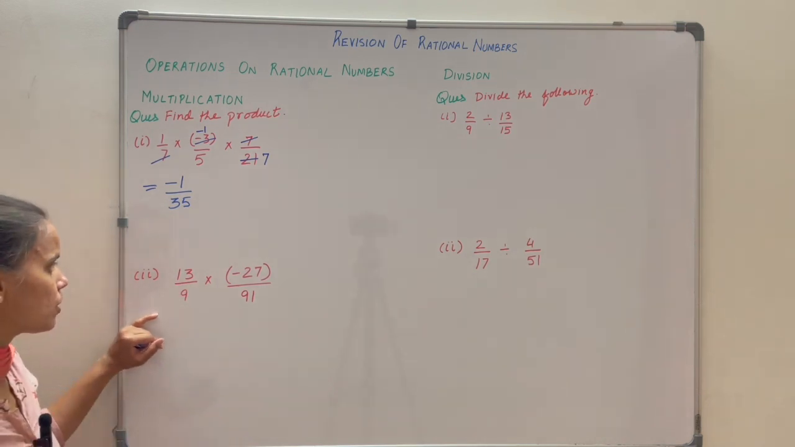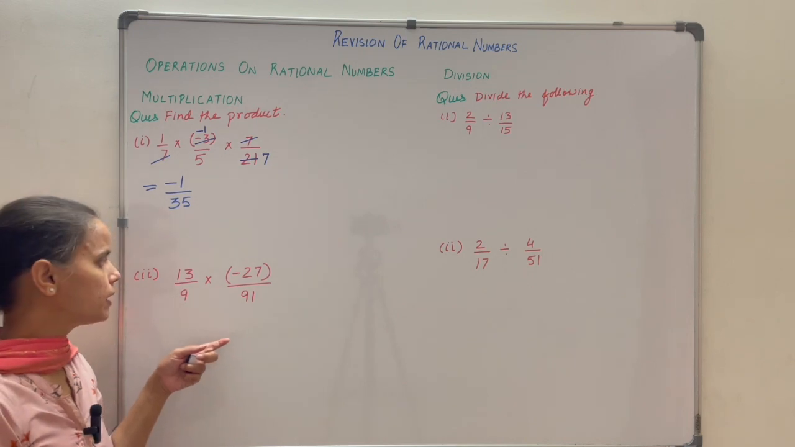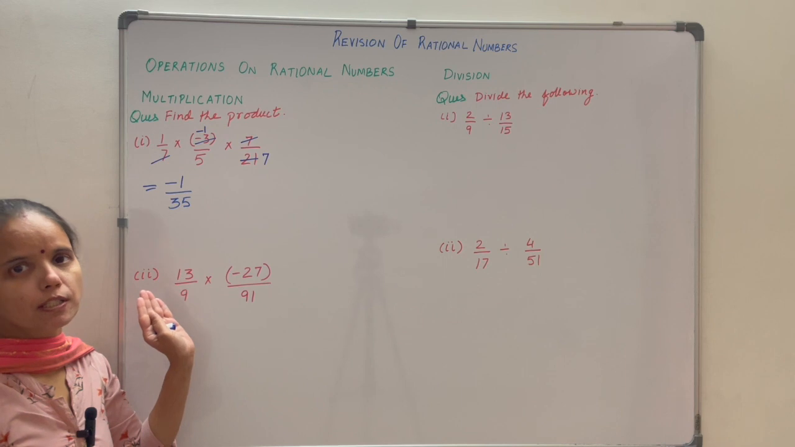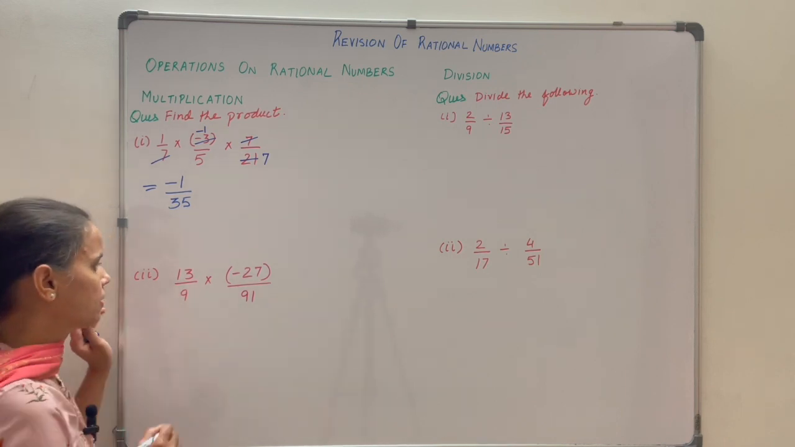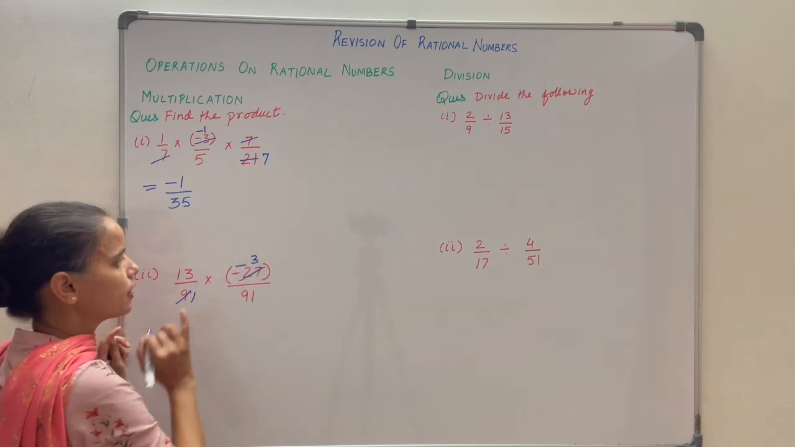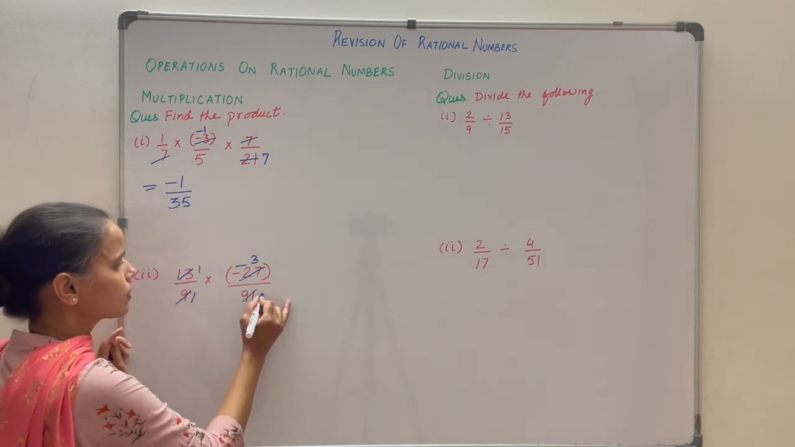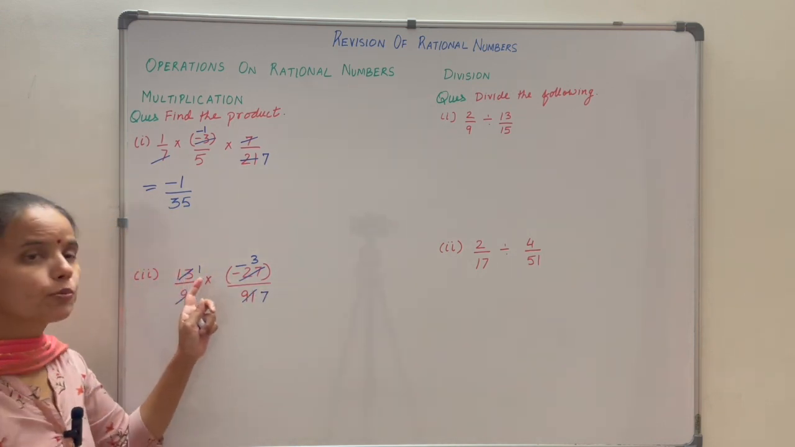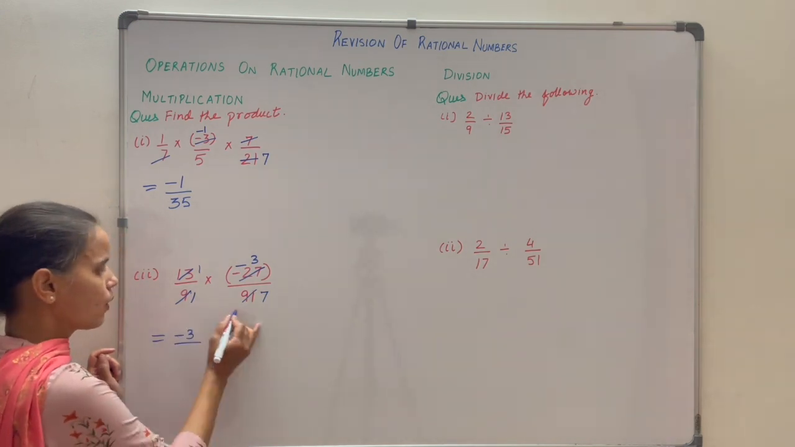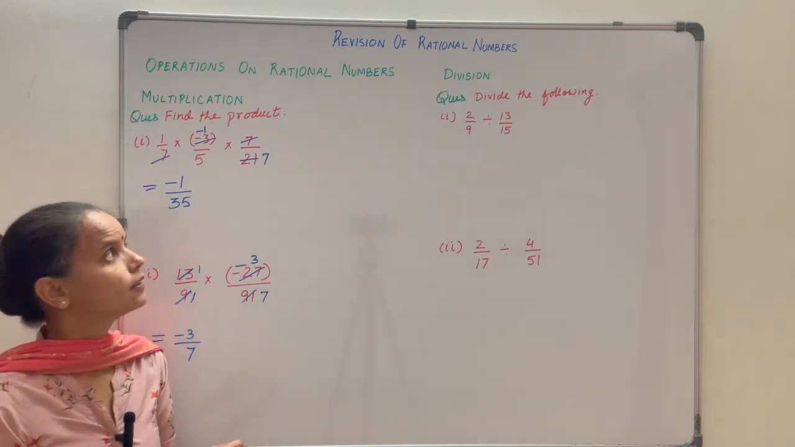Let us take this question. Here also you need to see if any common factor is there between numerator and denominator. Then you can cancel it out. After that you have to multiply numerators to numerators and denominator to denominator. So 9 and 27 you can cancel. So here you get 3. And 13 and 91 also you can cancel. So here you will get 7. So in the numerator you have 1 and minus 3. So 1 into minus 3 is minus 3, 1 into 7 is 7. So minus 3 upon 7 is the answer.